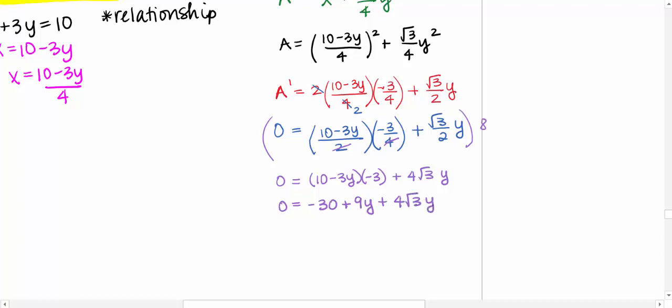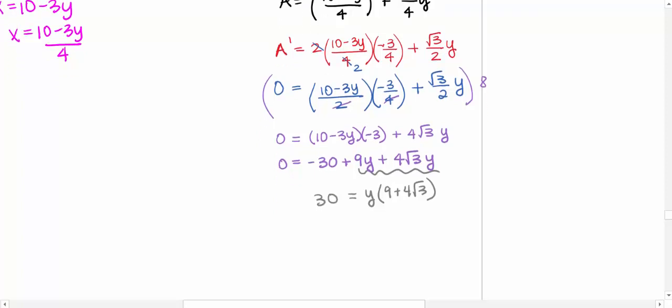And this is a linear statement, and again, this is where sometimes people have a little bit of difficulty. These are both just linear y's, y to the first power. So in normal times, if it was 9y plus just 4y, I could combine like terms and say that that's 13y. But I can't add a 9 and a 4 rad 3, but I can factor out the y, and then I see the 9 plus 4 rad 3. They are both coefficients of y. And then I will add the 30 over to the other side so that I can divide both sides by the 9 plus 4 rad 3.